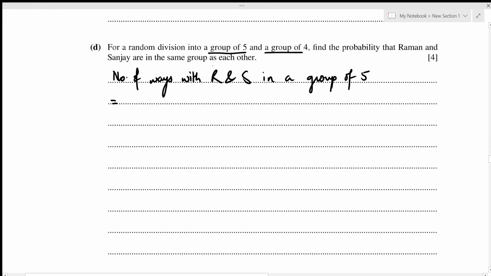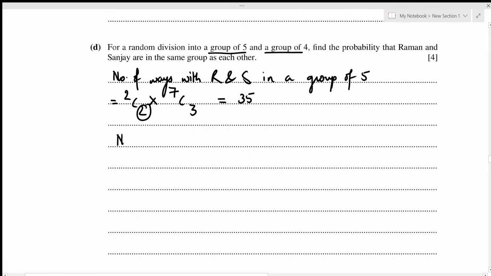So again, I'll be considering a group of 5 to be the first group. But in this case, we know that Raman and Sanjay are to be in this group. So out of 2 members, those 2 members are definitely in this group. So that's just 2C2. Now the remaining members are 7. And out of these 7 members, we need 5 members in this group. So that's going to be 7C3 because out of the 5 members, 2 are already selected. So this gives us the total number of ways at 35.